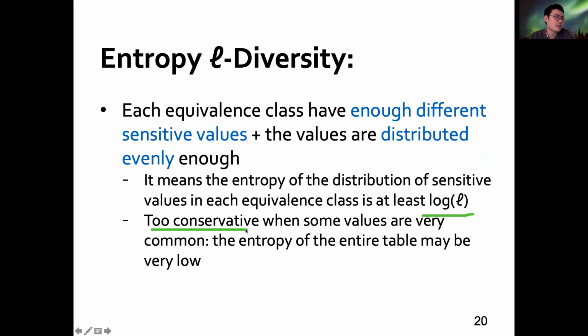Especially for some values that are very common. Maybe most people don't have cancer, but they may frequently have flu. In that case, if you want to make flu and cancer evenly distributed, this is very difficult to achieve, even unachievable in some sense.